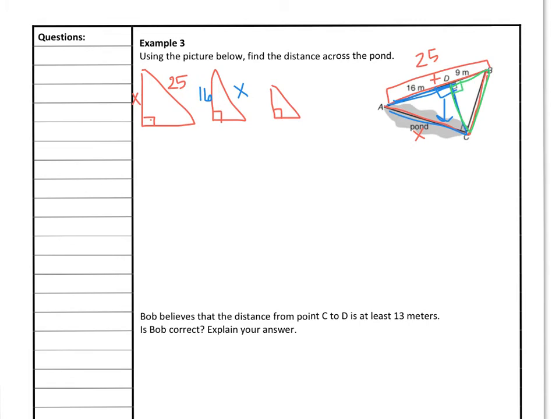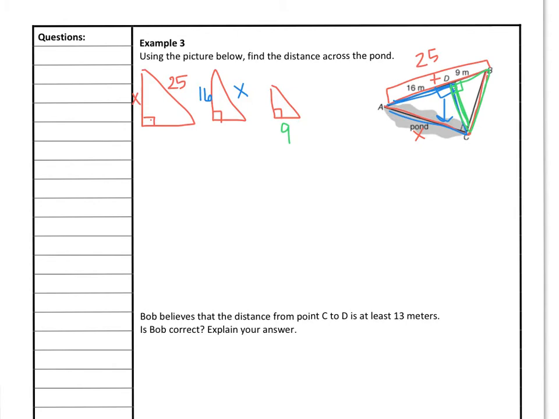Again, there's the right triangle. We don't know anything about the hypotenuse, but we do know that our base is going to be 9. Do we know anything about the height here? No, we have no information about that. So our distance that we're finding is across the pond, so X. Can we use Pythagorean theorem in any of these three triangles? Our answer should be no.